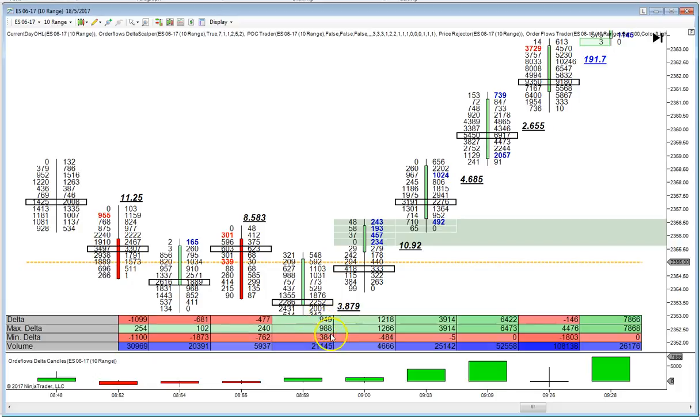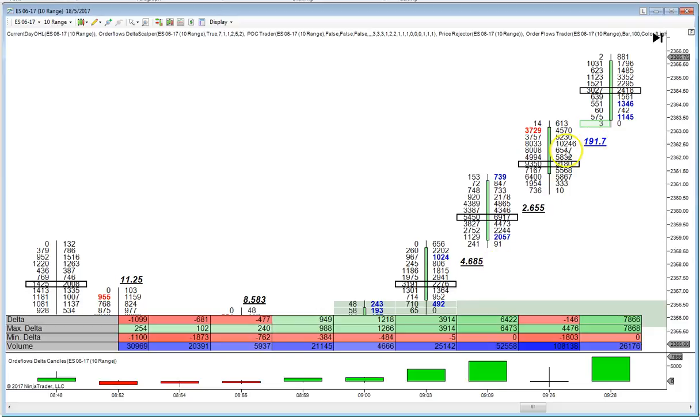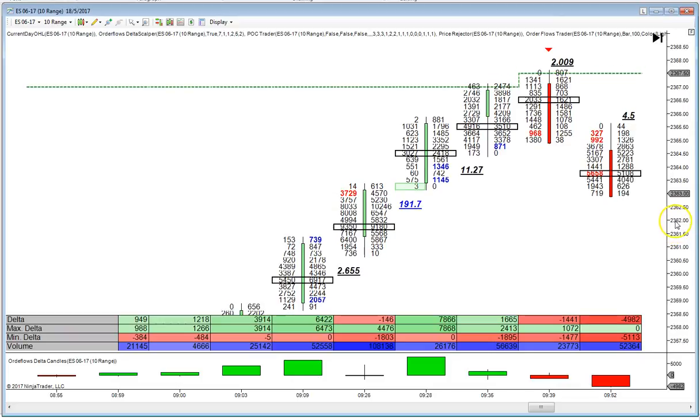So you got this bar, 949. The max delta was 988. That's very close. 1266, we closed at 1218. 3914, we closed right on 3914. 6473, we closed at 6422. But even in this bar, by 3914, I'm already convinced. And what happens is we start shooting higher. We get up to this point up here, 2366.